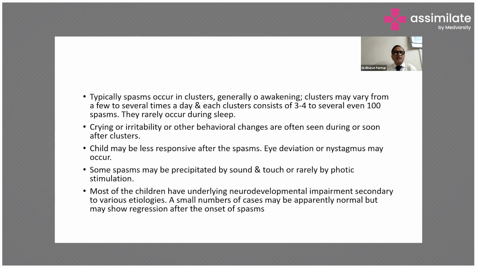Most of the children have an underlying neurodevelopmental impairment secondary to various etiologies. A small number of cases may be apparently normal, but may show regression after the onset of the spasm.